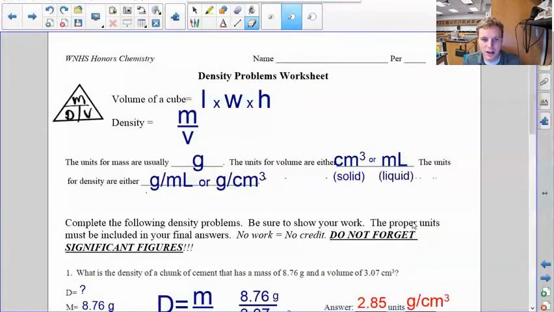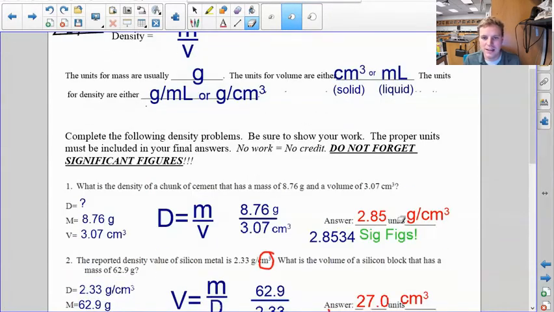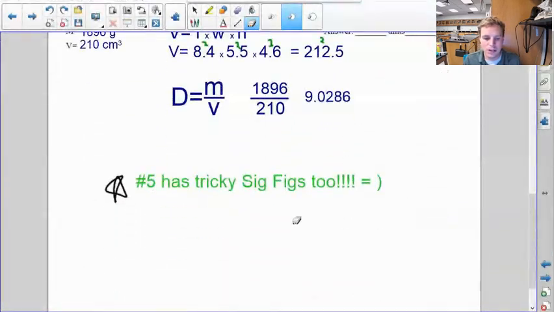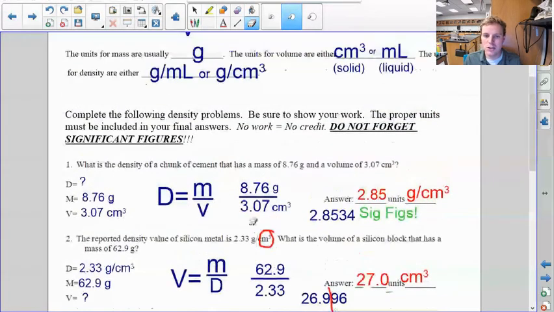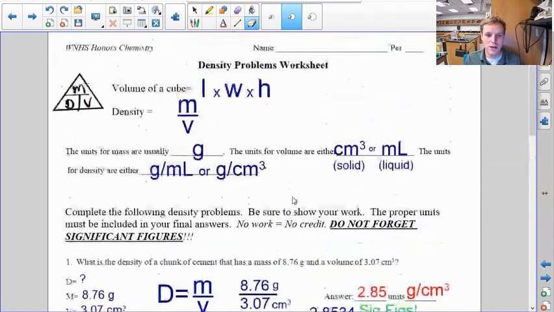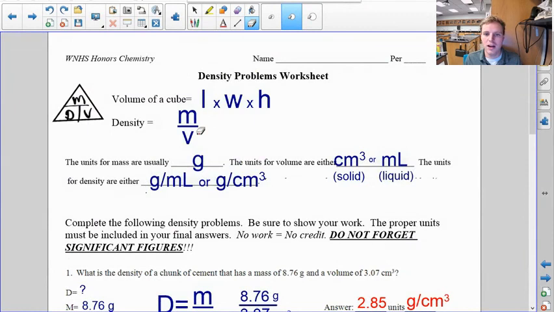So I want you guys to go ahead and do the rest of this worksheet during the day today. Please note that number 5 has some tricky sig figs as well. So just make sure you're writing your steps out. You're taking good care to be really organized. You're paying attention to your units. You're paying attention to your sig figs. And you should be in business. So why don't you guys go ahead and get this puppy cooking for the rest of the day.